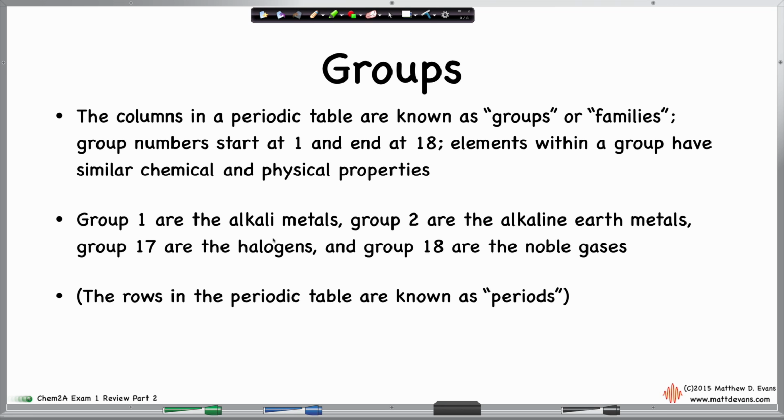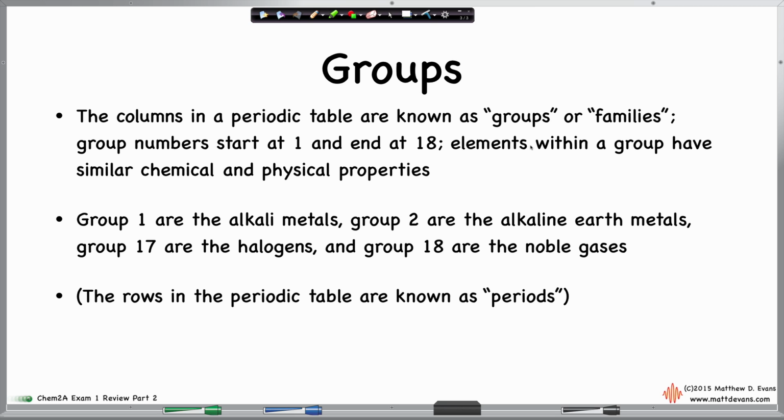So, of course, we talked about in class, Group 1 are called the alkali metals. Group 2 are the alkaline earth metals. Group 17, jumping across the periodic table, are the halogens, and Group 18 are the noble gases. The rows, which we don't talk about as frequently as the groups, in the periodic table are called periods.